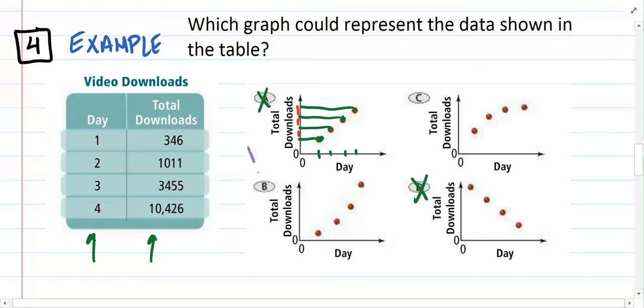The reason the right answer is B is because in between day 3 and day 4, I have a very large spike, okay? Meaning that I have grown this amount of total downloads in between day 3 and day 4. That's not what C is suggesting. Day 3 and day 4 has a very tiny spike, so it wouldn't be C. So the correct answer would be B.